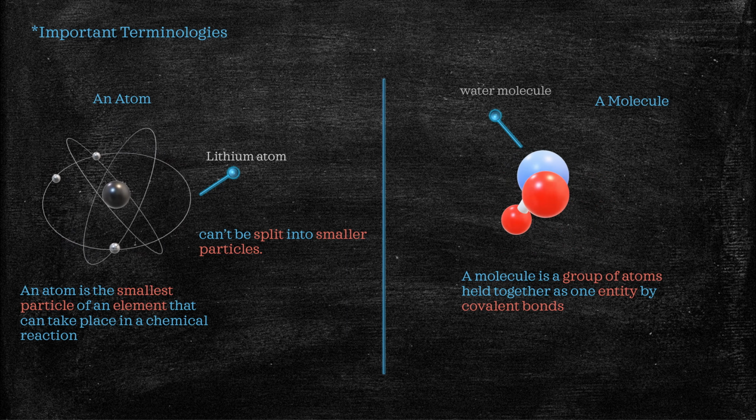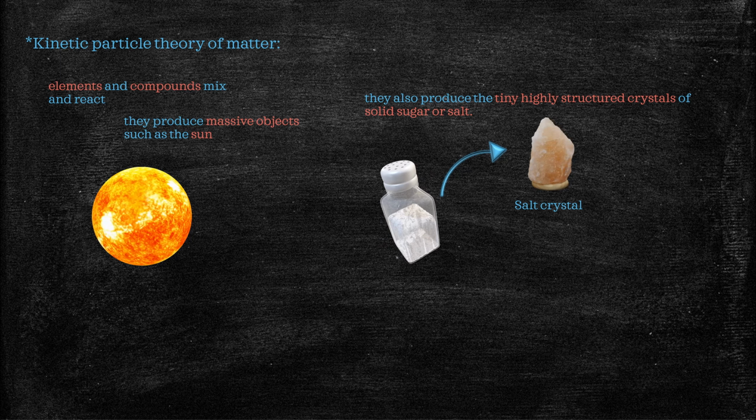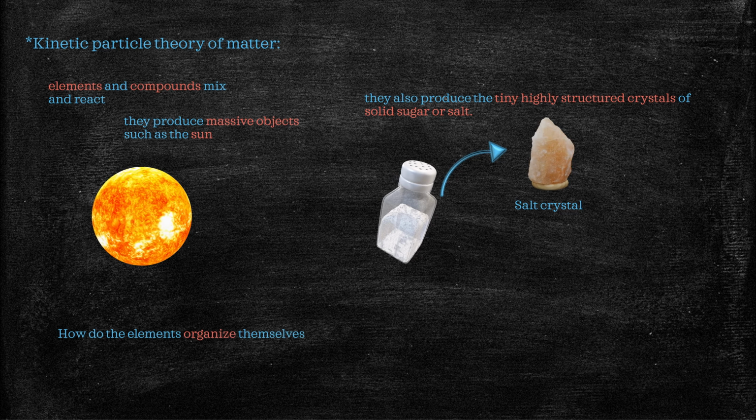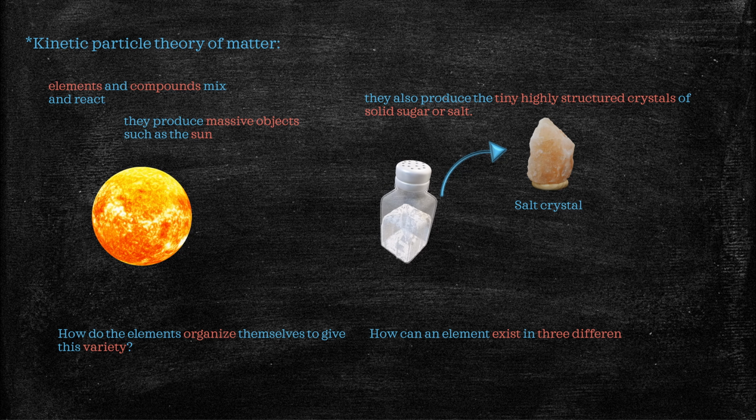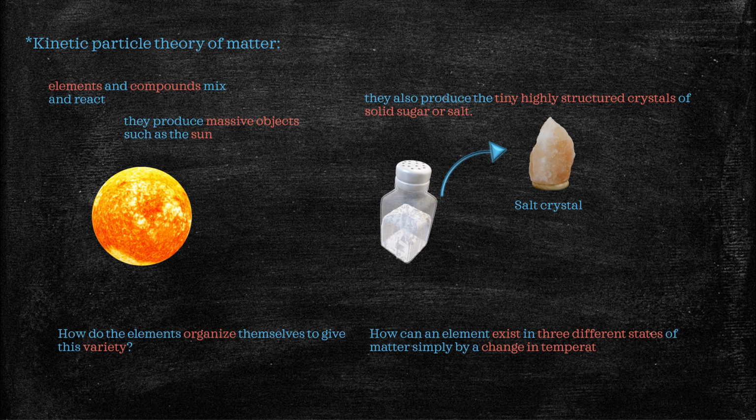Elements and compounds mix and react to produce the world around us. They produce massive objects such as the sun. They also produce the tiny highly structured crystals of solid sugar or salt. But how do the elements organize themselves to give this variety? How can an element exist in 3 different states of matter simply by a change in temperature?